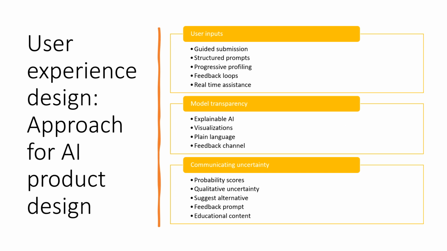As part of approach for AI product design, user inputs like guided submission, structured prompts, progressive profiling, feedback loops, and real-time assistance is provided. As part of model transparency, explainable AI visualizations, plain language, and feedback channels are defined. As part of communicating uncertainty, probability scores, qualitative uncertainty, suggest alternatives, feedback prompts, and educational contents are provided.